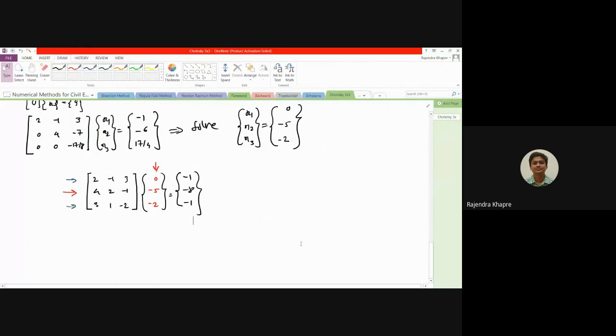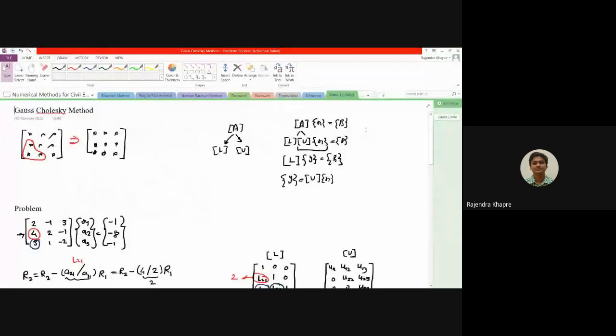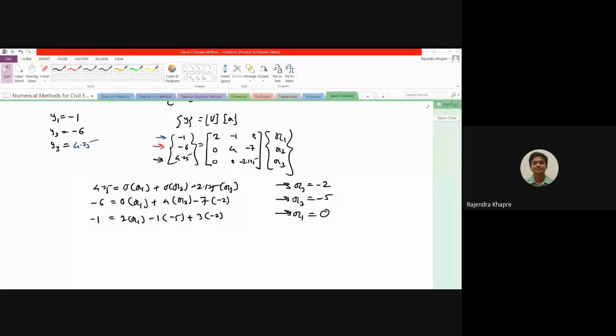I think this should be 0. Yes, sir. So the value is basically 0. We have solved the same problem earlier, and we are getting the same answers. I hope this method is clear to you, everyone. We will continue tomorrow with the same method.